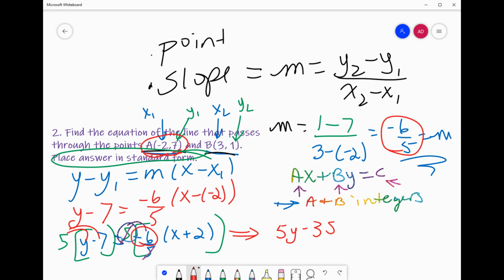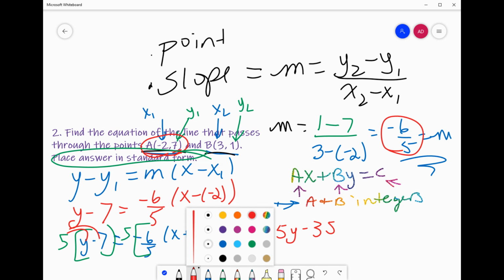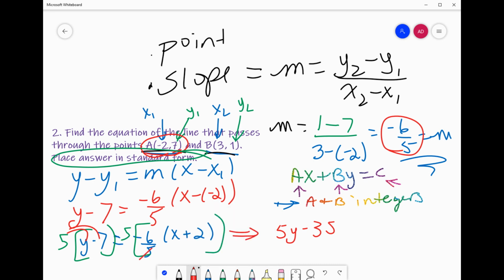I'm going to say that one more time because I can't tell you how many times that messes people up. So again, the 5's are going to cancel. The 5's cancel, and it's the negative 6 that gets distributed, okay? And that's going to give me a negative 6x minus 12. Please, please, please watch your signs, okay?